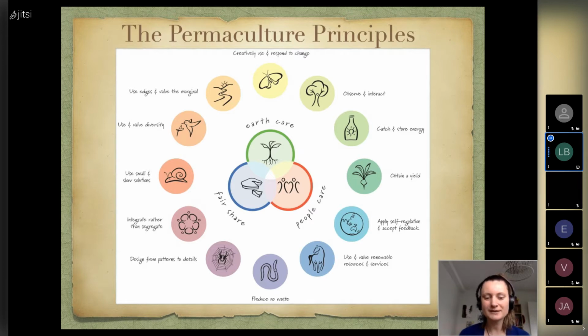So with these principles, essentially they're like guidelines or little helpers when you're creating a permaculture design that help you move on to the next step and inform what the design is going to look like and what you should be thinking about when you're designing.